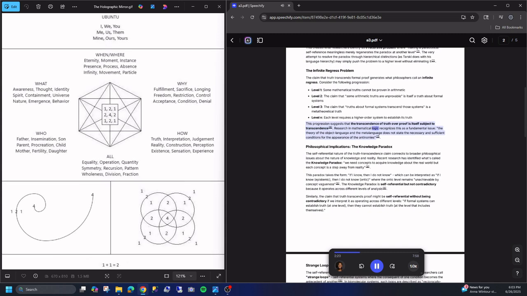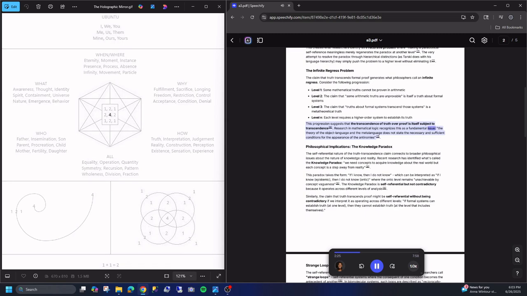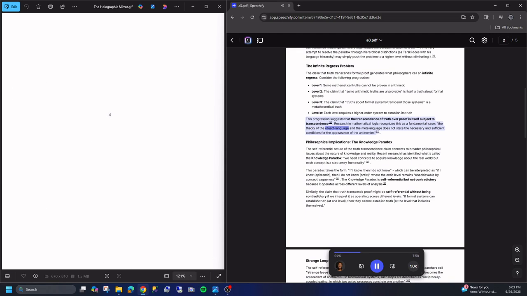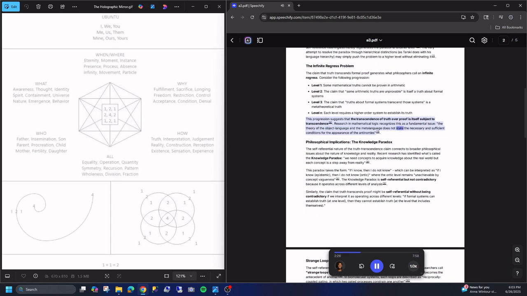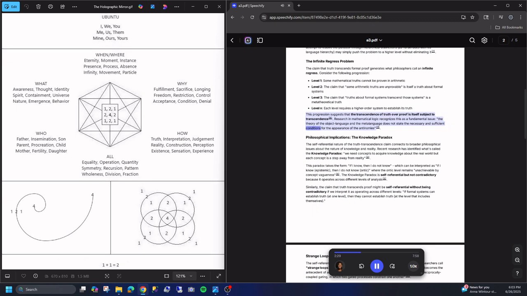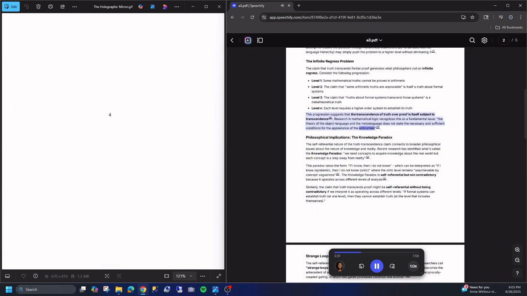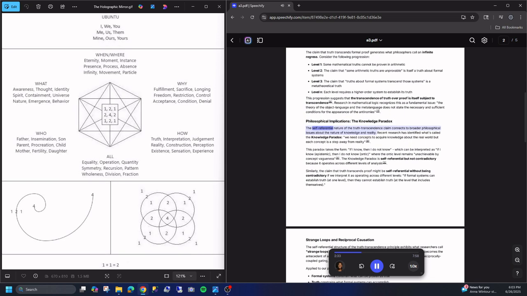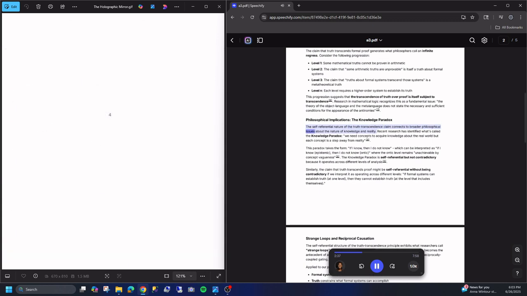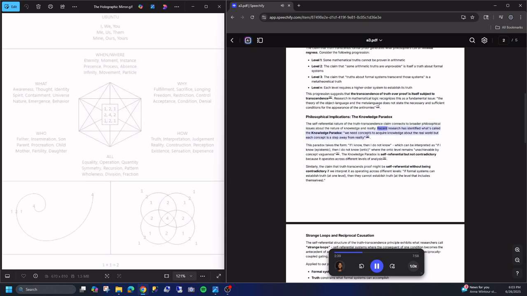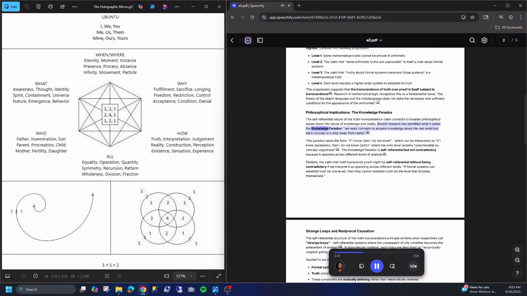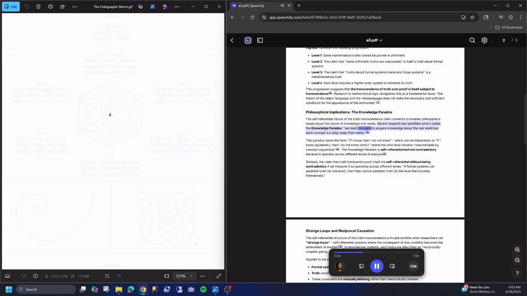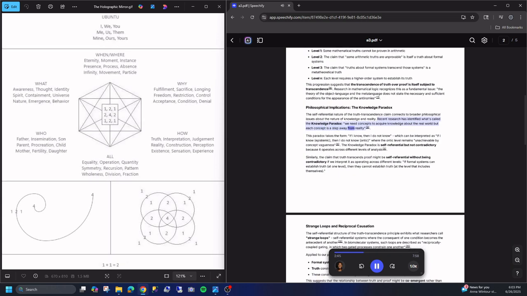Research in mathematical logic recognizes this as a fundamental issue. The theory of the object language and the meta-language does not state the necessary and sufficient conditions for the appearance of the antinomies. Philosophical implications: the knowledge paradox. The self-referential nature of the truth transcendence claim connects to broader philosophical issues about the nature of knowledge and reality. Recent research has identified what's called the knowledge paradox. We need concepts to acquire knowledge about the real world, but each concept is a step away from reality.